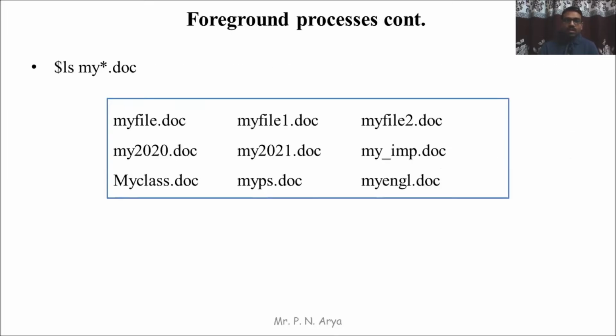This is the command to display files related to a foreground process. We run ls my*.doc. All doc type files which start with my will be displayed, like myfile.doc, myfile2020.doc, myclass.doc. All files that start with my and are doc type files will be displayed.